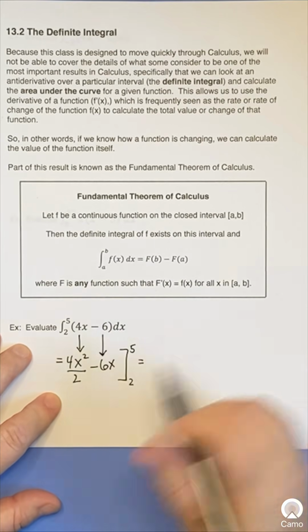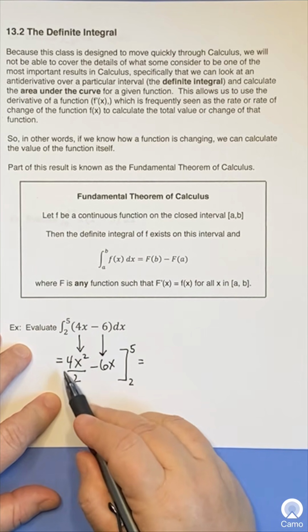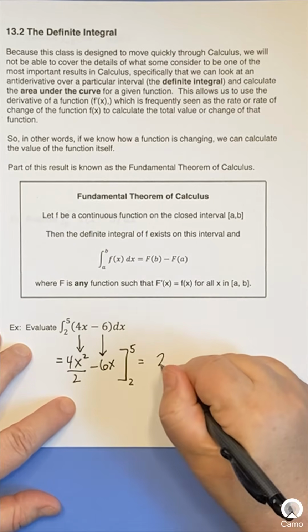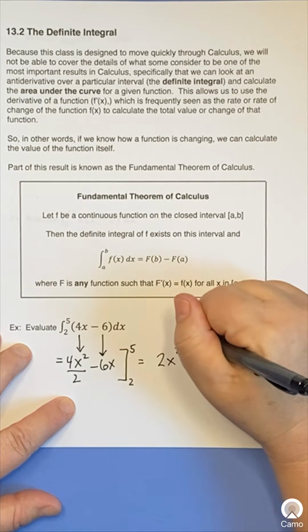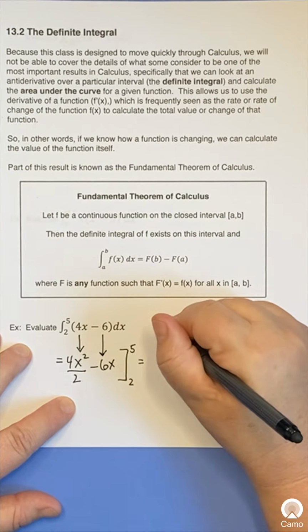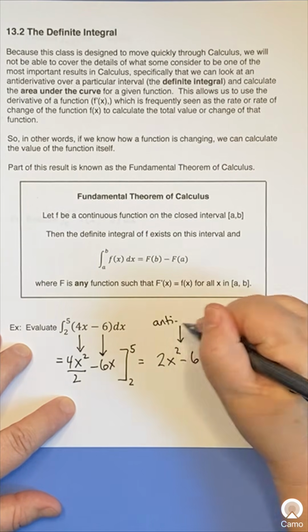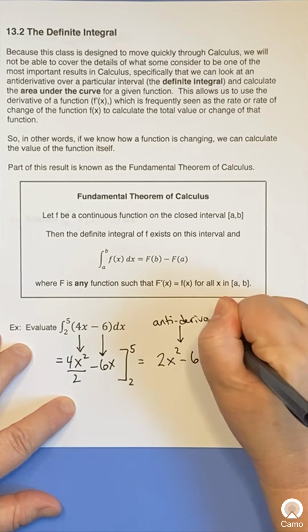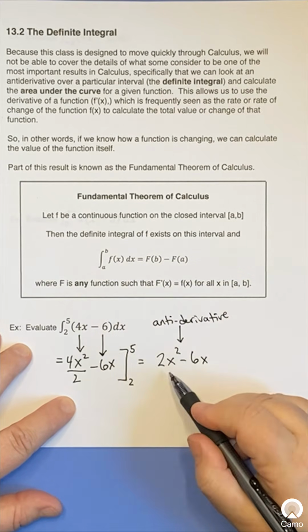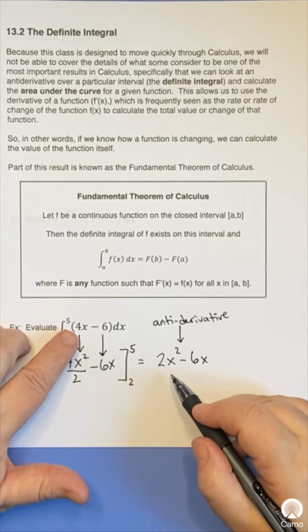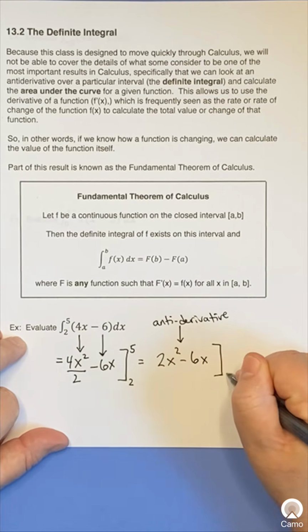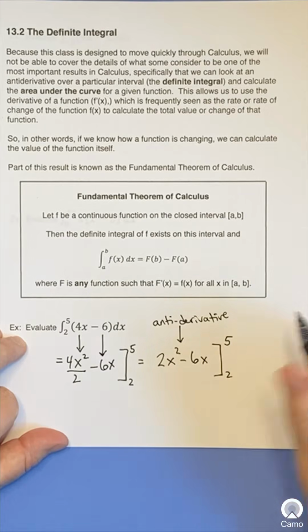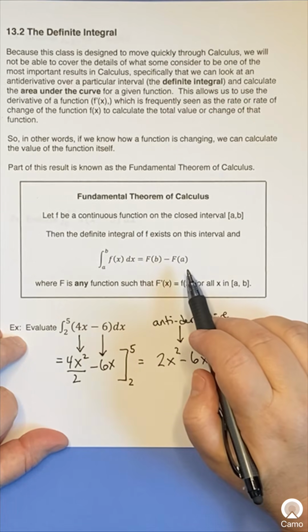So I'll show you what that looks like. First, I'm going to simplify this. 4x squared over 2 is 2x squared minus 6x. Okay, so this is the antiderivative of the 4x minus 6. So far so good. And I'm going to evaluate it between 2 and 5. That's this F of b minus F of a.